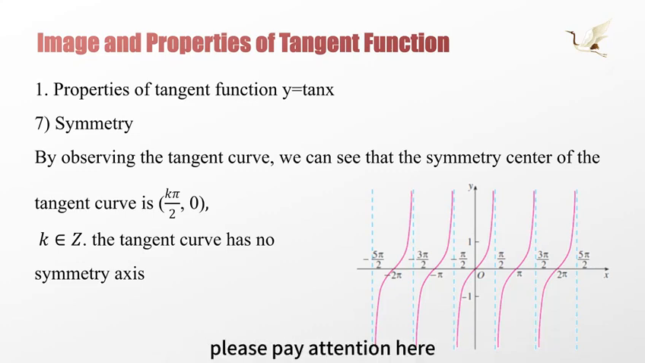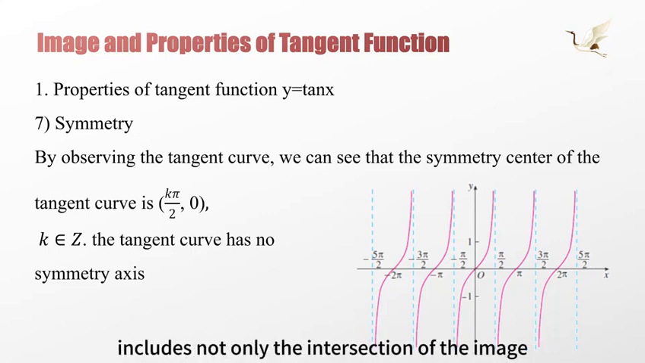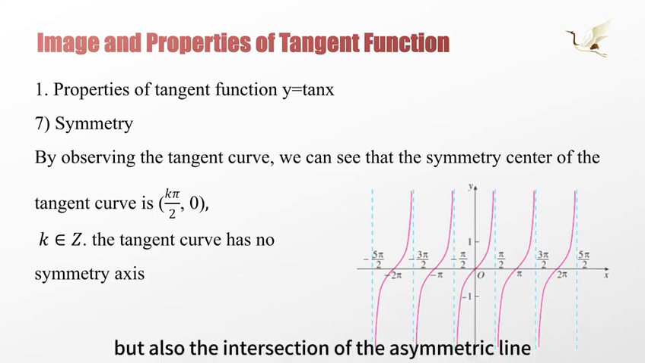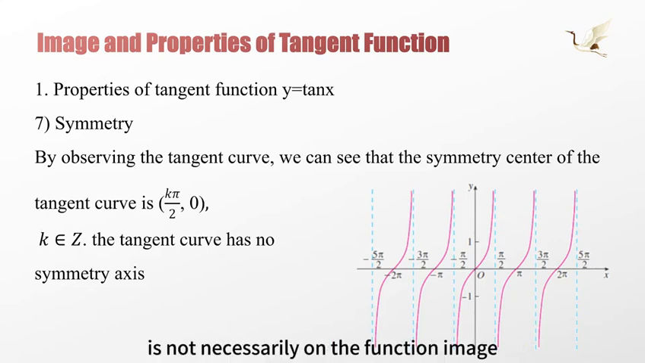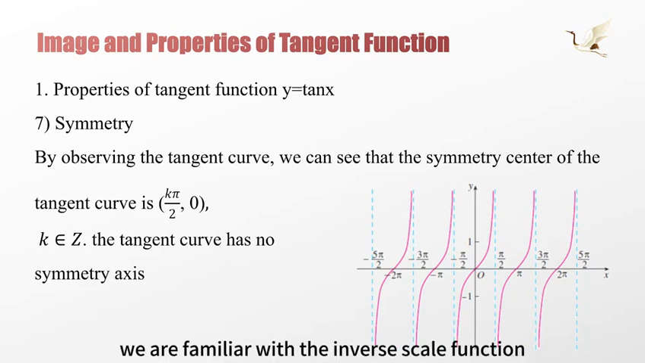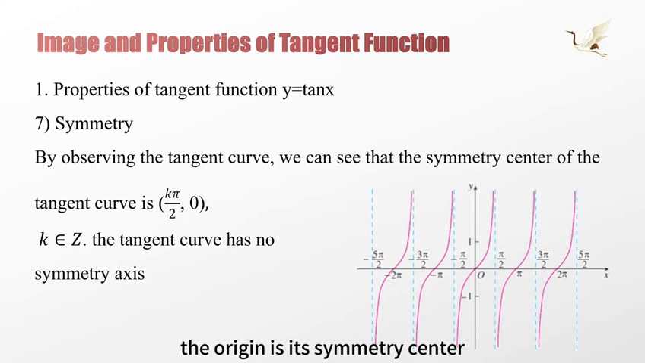Please pay attention here. The symmetry centers of the tangent function include not only the intersections of the image and the x-axis, but also the intersections of the asymptotes and the x-axis. That is to say, the symmetry center of a function is not necessarily on the function image. For example, we are familiar with the inverse proportional function. The origin is its symmetry center, but the origin is not on the image of the inverse proportional function. Through the tangent curve, it is not difficult to find that the tangent curve has no axis of symmetry.